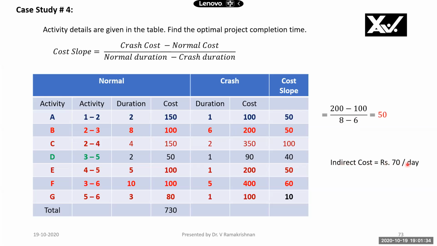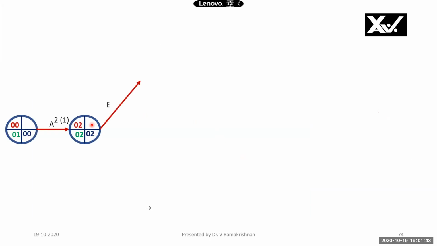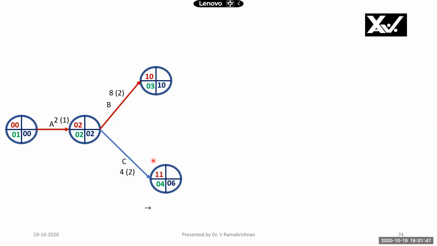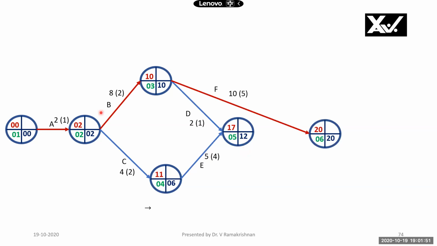Indirect cost is given as rupees 70 per day. So this is very important. This is what we are going to balance with the crash cost per day. Please note the network diagram is drawn here. We'll take further. See, A is 2 days and crashing possible is 1 day. Here crashing possible is 2 days. Here crashing possible is 5 days. Right? This is a critical path as given in the table. 20 days is the total duration.